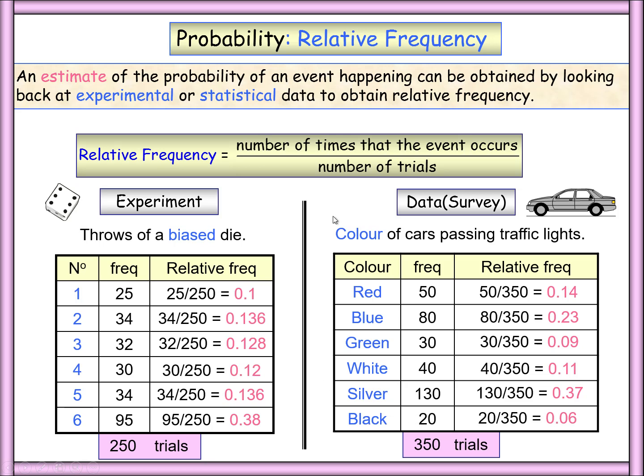So which car is most likely to occur when this survey was taken? Silver, 130, 0.37. High probability of a silver occurring.